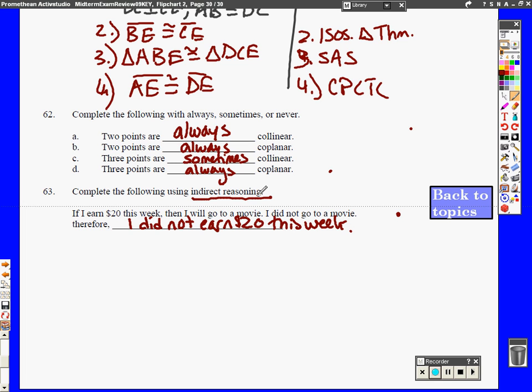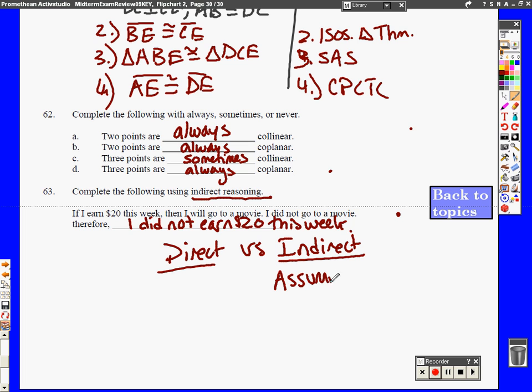Basically, we talked about indirect reasoning when we talked about proofs. And we had 2 types of proofs. We had direct proof versus indirect proof. Direct proofs, you basically just start out and try to get to the end. And in indirect proofs, we started by assuming the opposite of the conclusion. Which is basically what we did here. If I earn $20 a week, then I will go to a movie. Since I did not go to a movie, therefore I must not have earned $20 this week.